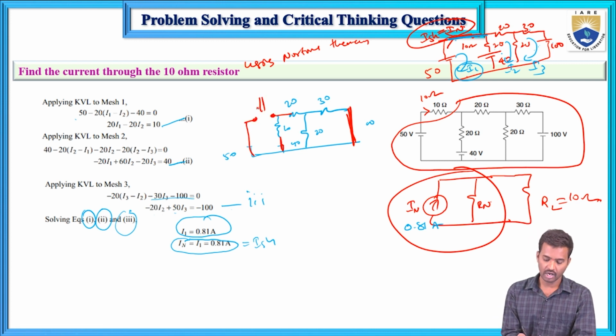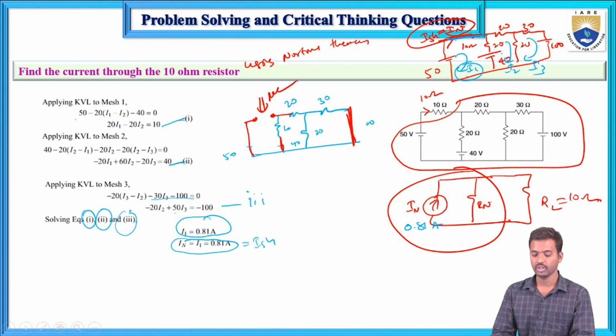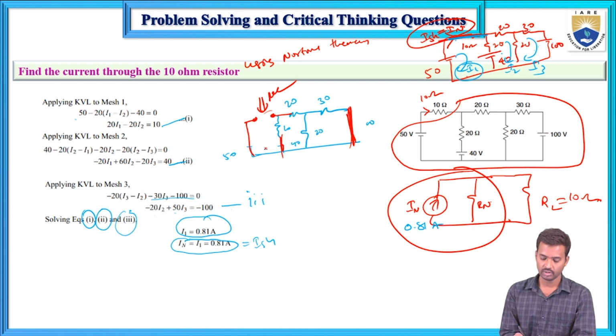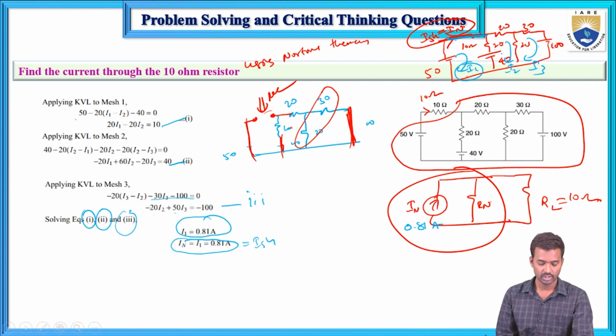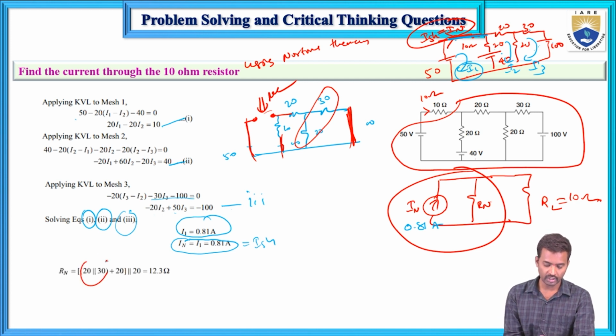Calculate this R equivalent between these two. Remove the load resistance from the given circuit, and voltage sources are replaced by short circuits, and calculate that one. So now here, 20 and 30 are connected in parallel, again in series with 20, and again in parallel with 20 ohms.